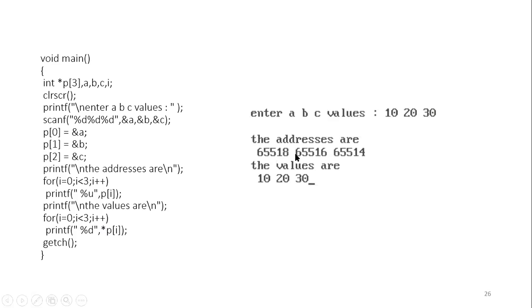P of 1. What is P of 1? 65,516. If I apply the dereferencing operator star, then I will get the value stored at location B, 20. I plus plus, I is 2. P of 2. What is P of 2? P of 2 is address 65,514. So if I apply the dereferencing operator star, then I will get the value at this address. The value at this address is 30.